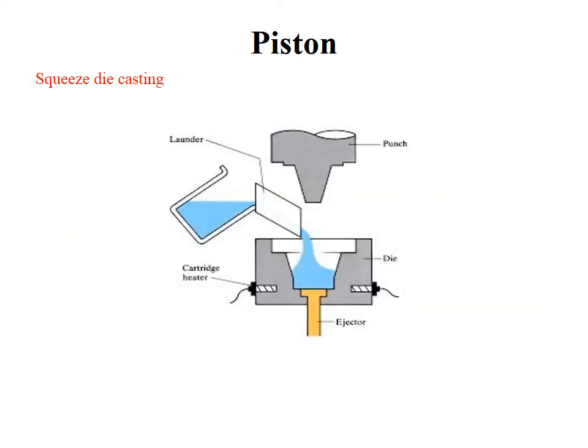Here you can see a picture of the squeeze die casting process, where there is the lower part of the die, and the blue component is nothing but the molten metal which is poured. You can see the cartridge heater which preheats the die, and on top of it is a punch which closes and applies pressure, because of which the molten metal will take the shape of the cavity. Then you have the ejector with which you can take the component out, and that is how the piston is initially manufactured. After casting, you also have machining and the finishing process.